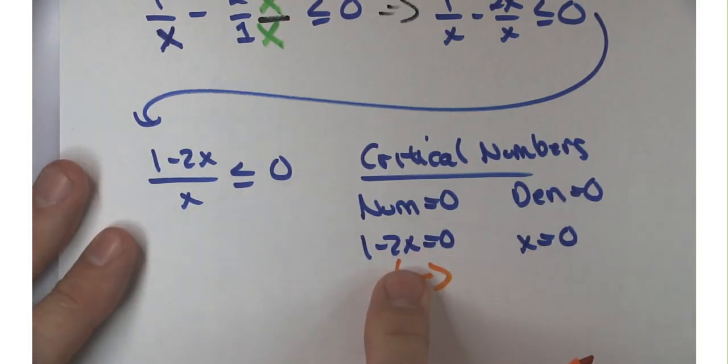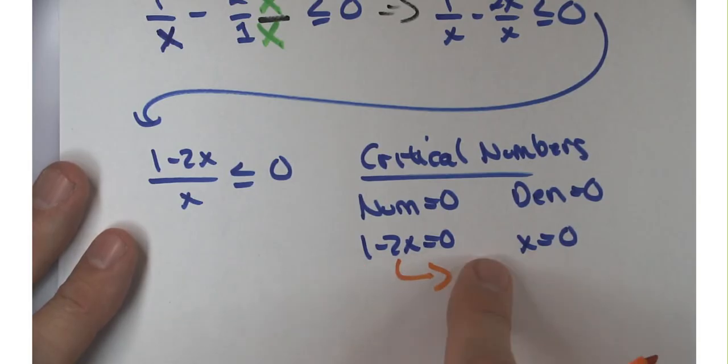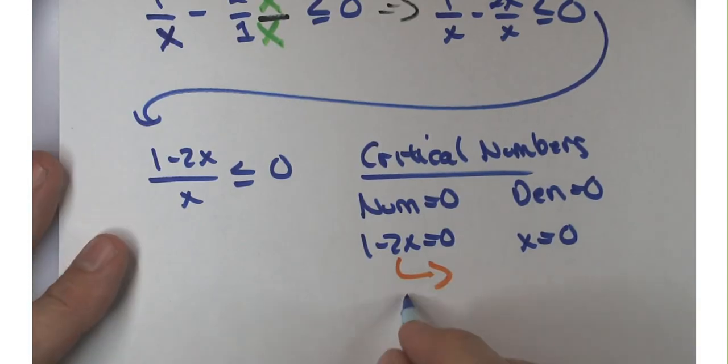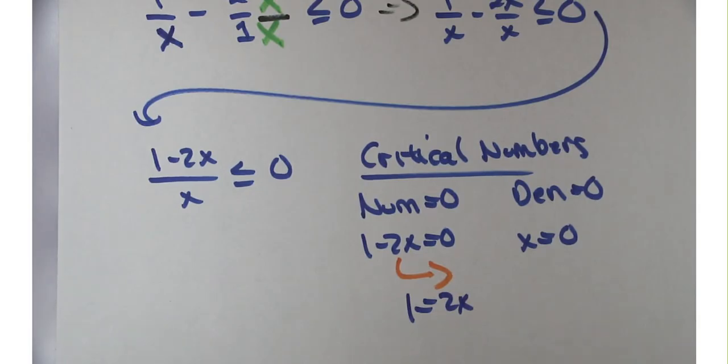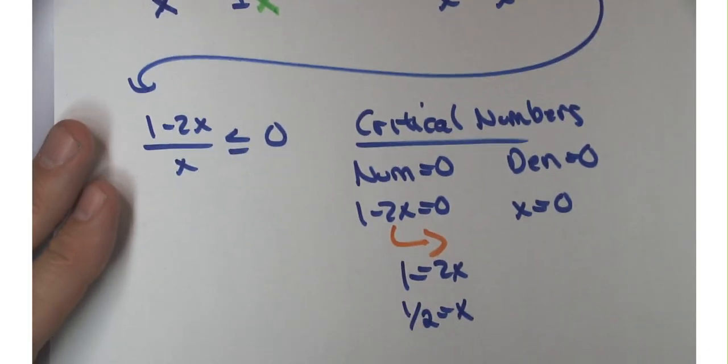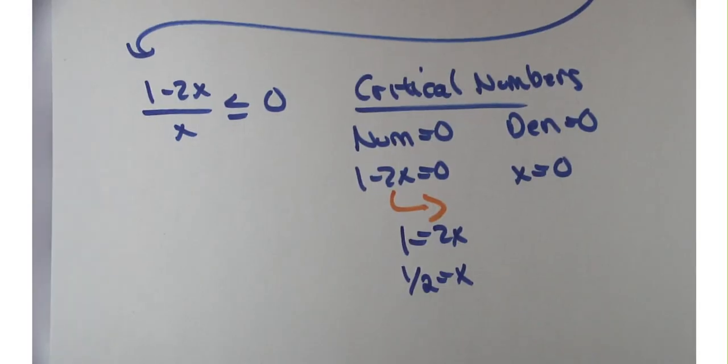What's the advantage of moving the 2x to the right-hand side rather than moving the 1 to the right-hand side? Anyone? Keeps it positive. Way to go, Kes. Makes it positive. So we get 1 equals 2x, and I don't have negative 2x equals negative 1. I got rid of all the negatives, so good job there. So what's that give me for x? Yeah, I get 1/2. So those are your two critical numbers.